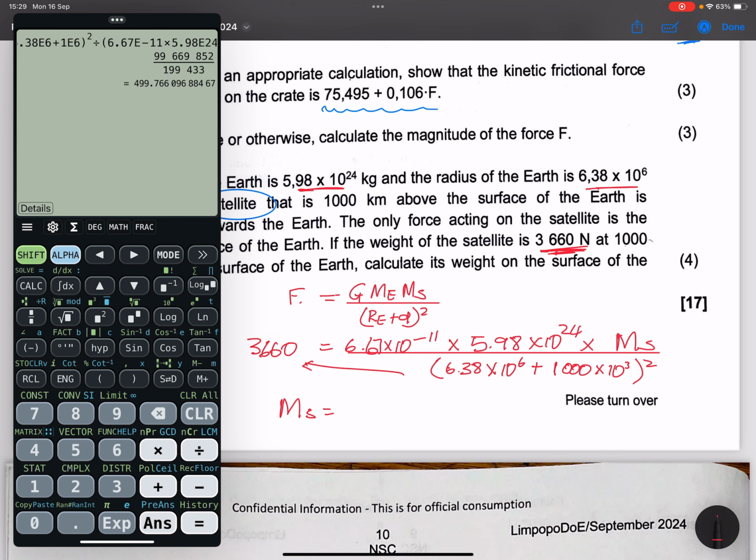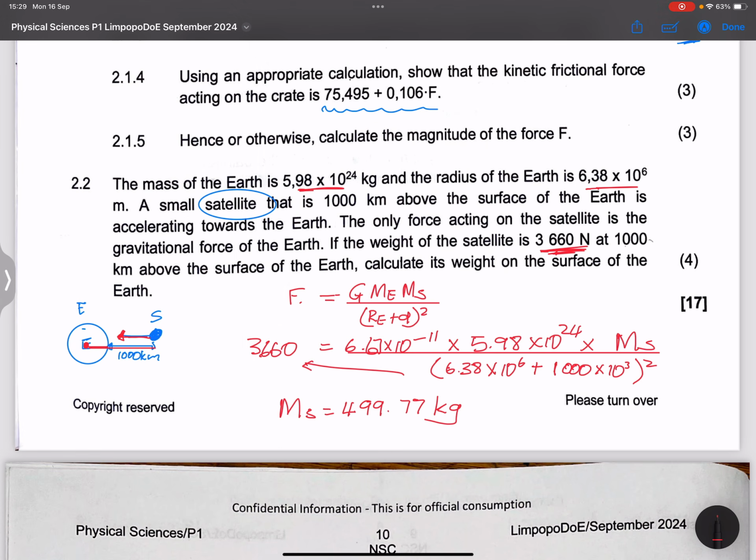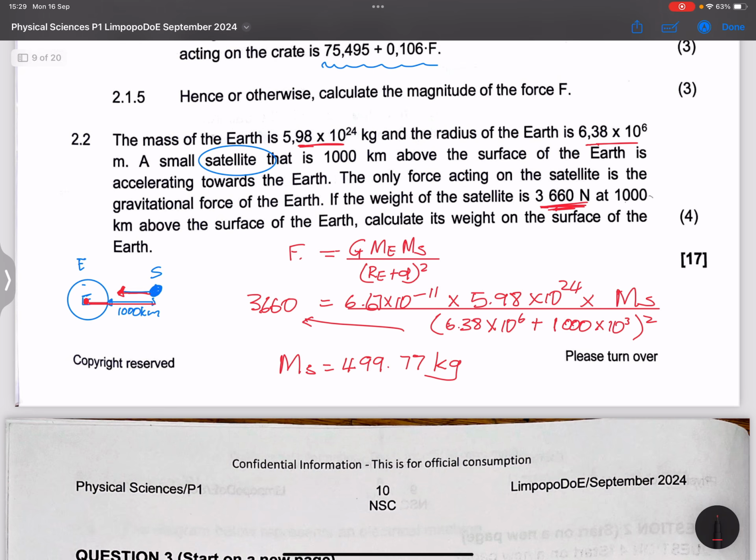And I get the mass of this satellite to be 499.7. If you want us to be precise, 499.77. I would have said 500 kilograms. Now remember, we're looking for its weight on the surface of the Earth. All we need to do is say W is equal to mass times gravitational acceleration, so W equals M times G.